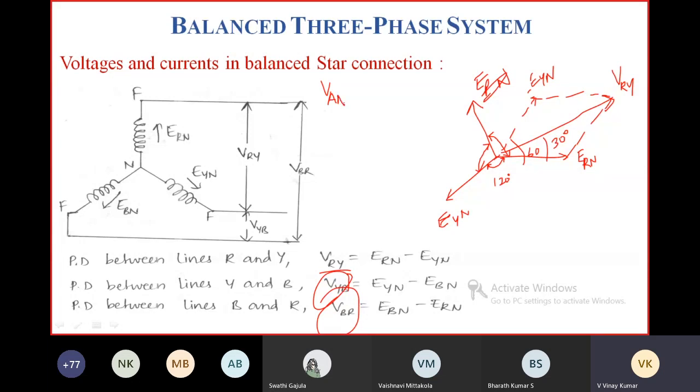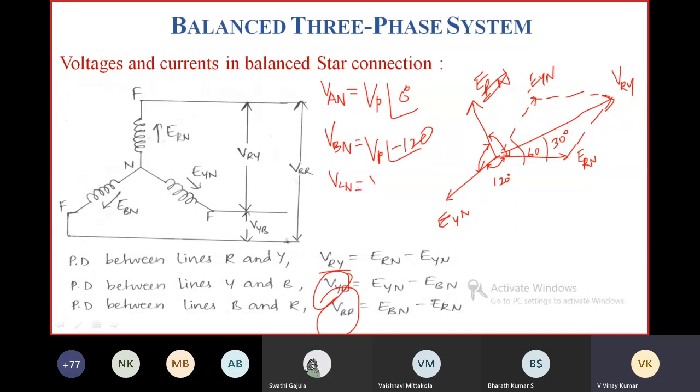Now see, this is a balanced star-connected system. What is VAN? Let VAN be equal to VP RMS value at an angle of 0 degrees. Then what will be VBN? VBN is equal to VP at an angle of minus 120 degrees. Okay, what is VCN?